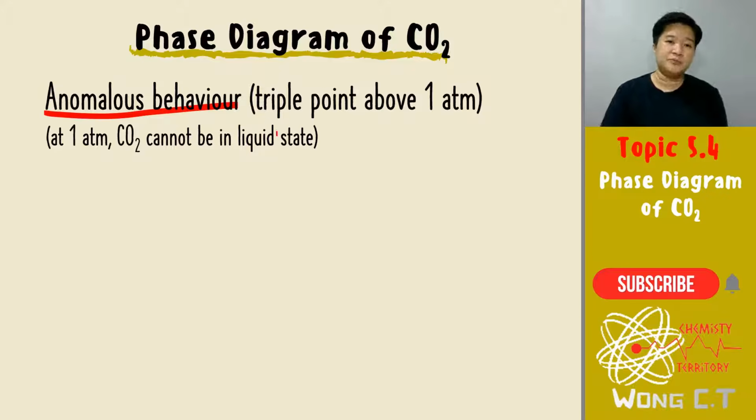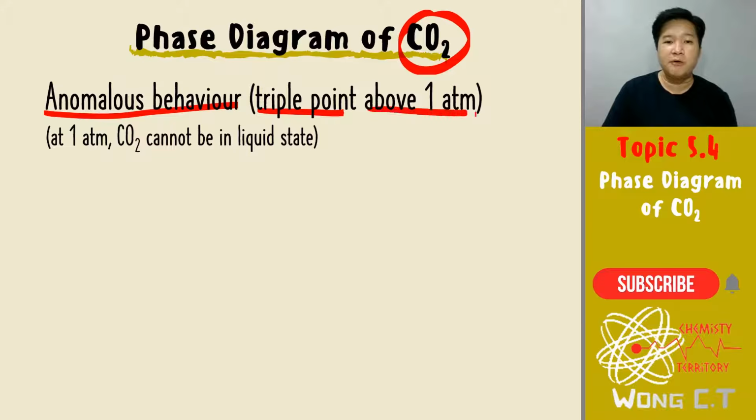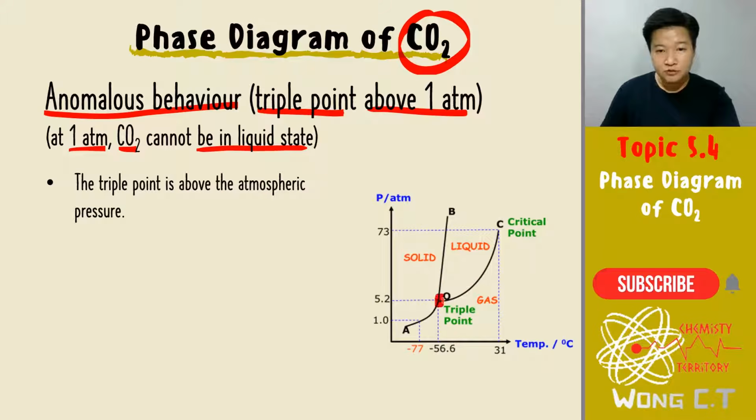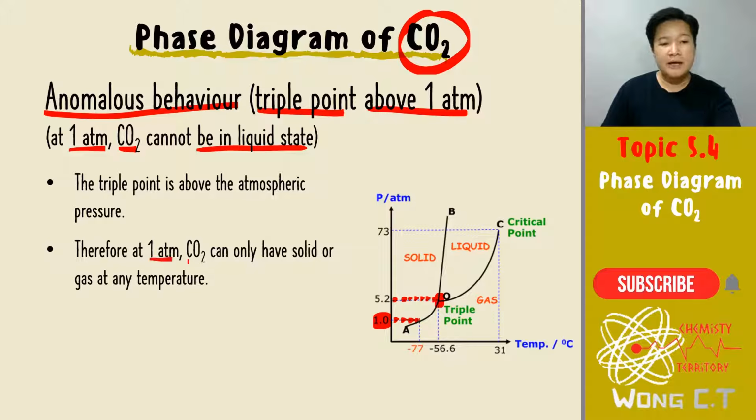Alright? And the last thing about the phase diagram of CO2 is the anomalous behavior. And the anomalous behavior in the phase diagram of CO2 over here is that your triple point must be above 1 atm. We have discussed that because at 1 atm, CO2 cannot be in the liquid state. So you can see over here, that is your triple point, that is your 1 atm. So your triple point must be higher than your 1 atm. Therefore, at 1 atm, your CO2 can only be solid and gas. So at 1 atm, you only have your solid and your gas over here.